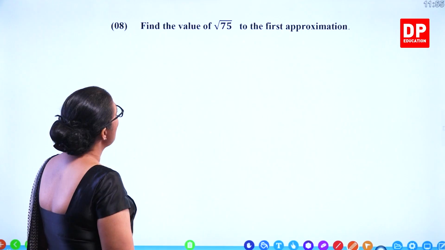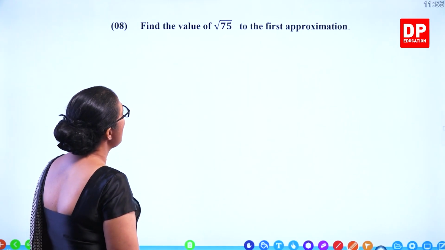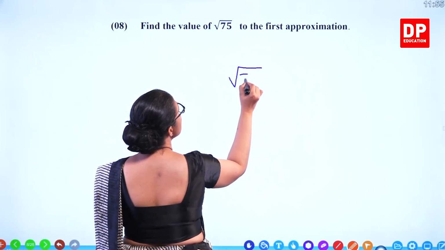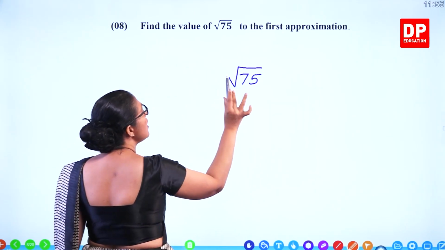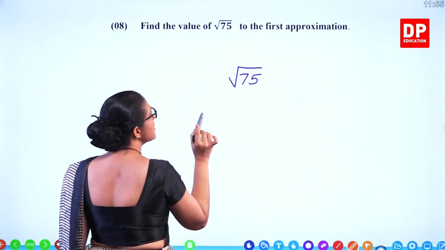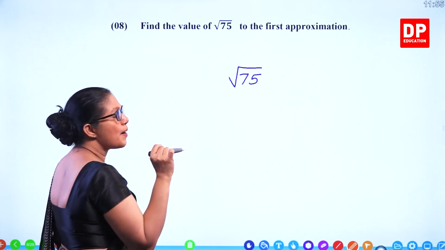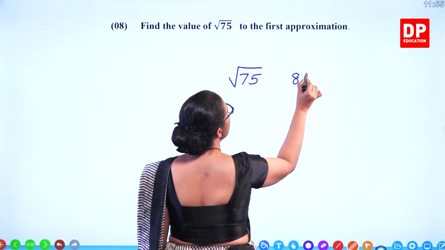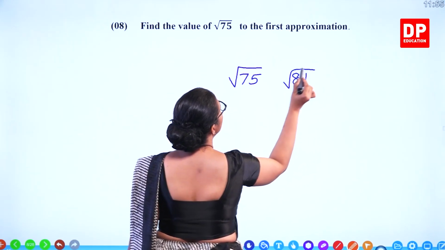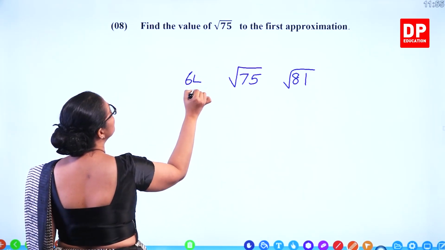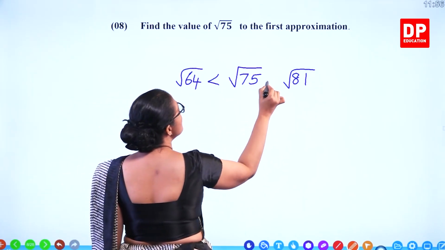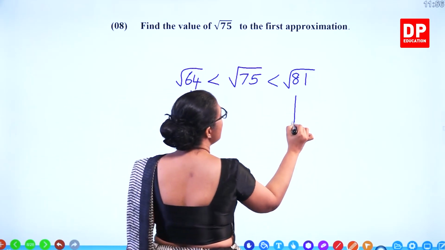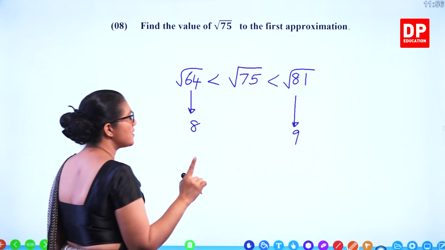Question number 8. Find the value of root 75 to the first approximation. So for the first approximation, you have to find the two square numbers. What are the two square numbers? 9 times 9, 81, and 64. So when you take the square root, that's 8 and 9. So you get 8 point something.